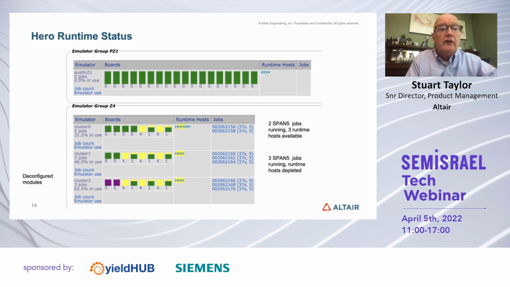In contrast, in our Z4 group below, we've got 3 emulators. The first one, cluster 0, is running 2 span 5 jobs and consuming 2 runtime hosts and a total of 10 boards. Cluster 1 below it is running 3 jobs and consuming all of the runtime hosts. Those are represented by the capital H's. And in cluster 2, we've got, again, 3 jobs running, but we've also done some deconfiguration. We've deconfigured the first set of modules, and those are shown by the purple boxes.